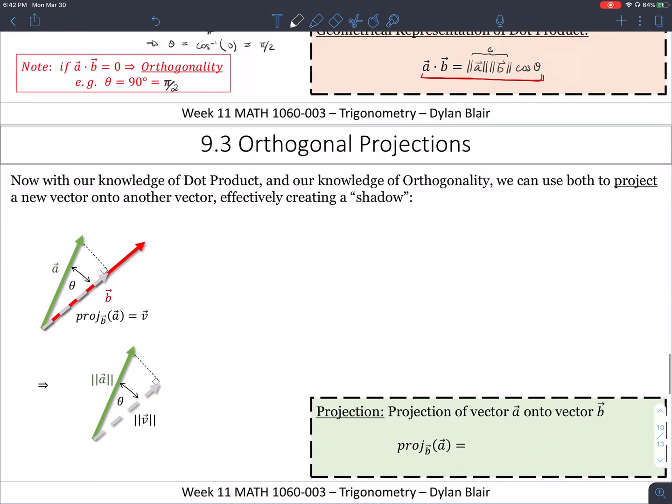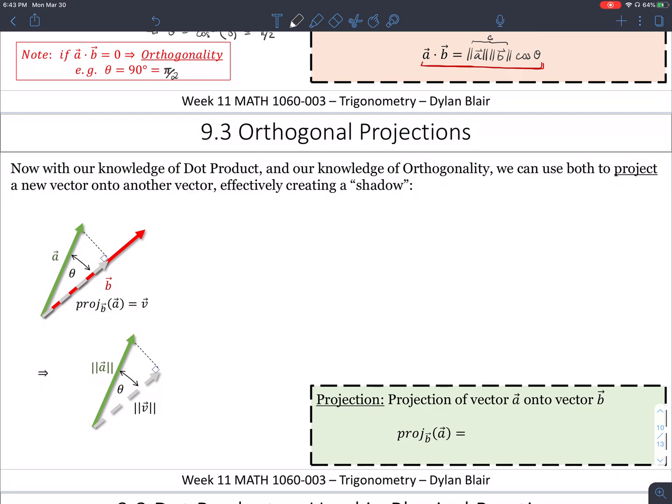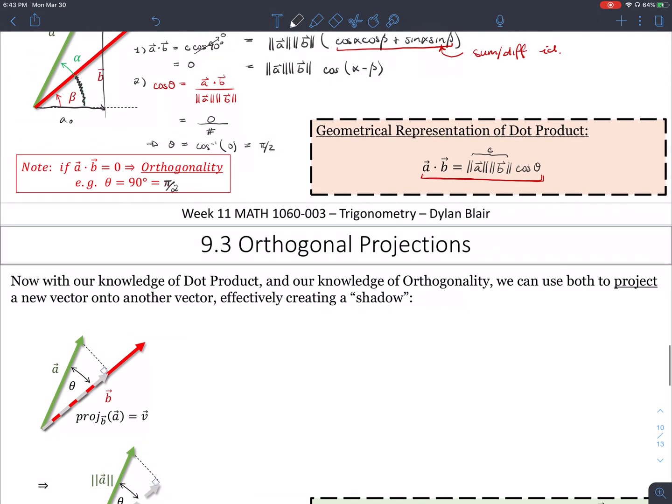Now we're going to talk about orthogonal projections. Okay. So now that we have knowledge of dot product and orthogonality, and also note, this doesn't mean that we have two ways to solve a dot product now, is what it's saying. So A dot B would be equal to A0 B0 plus A1 B1. So that would be way one. And our second way would be A dot B is equal to this geometrical representation.